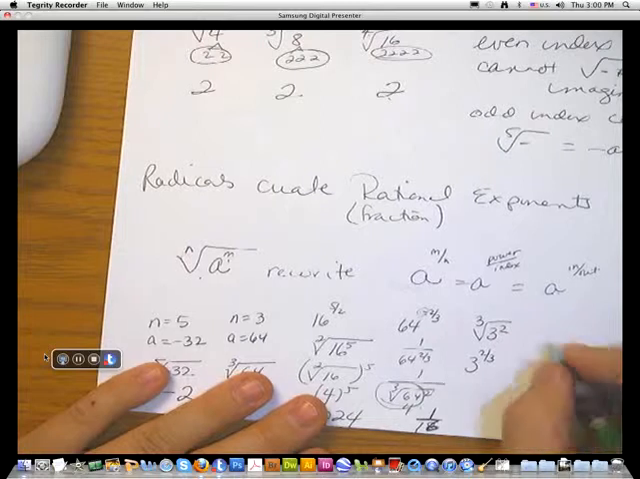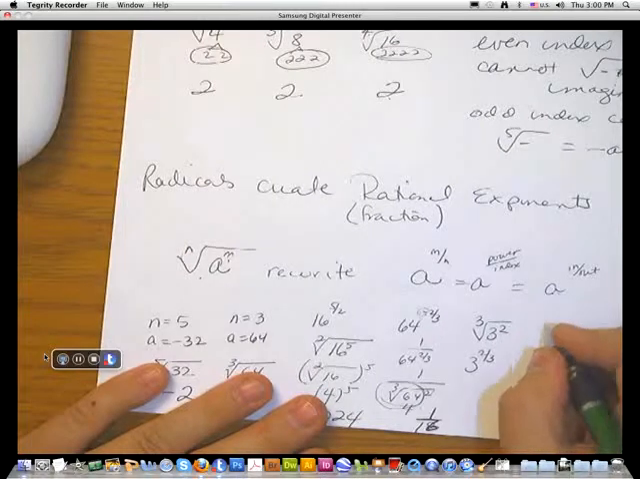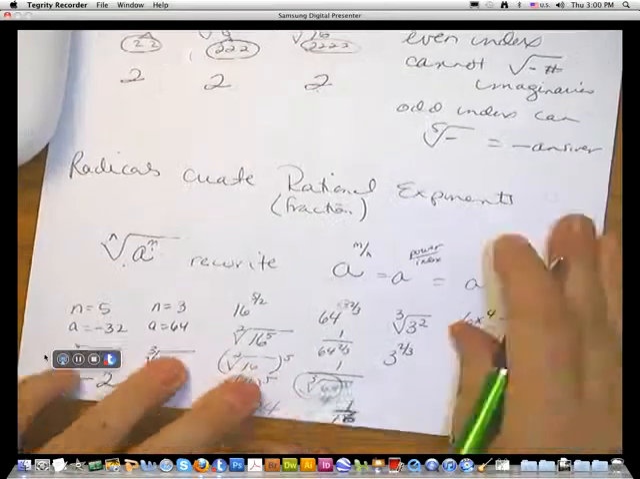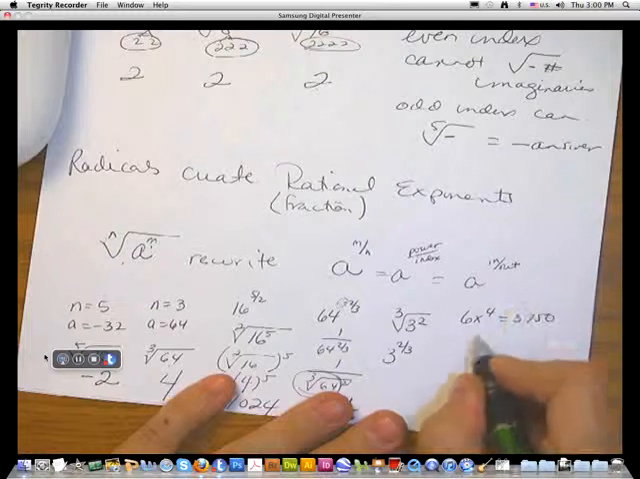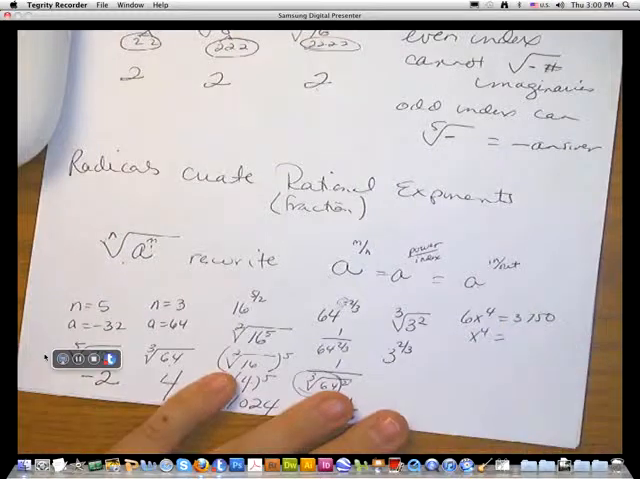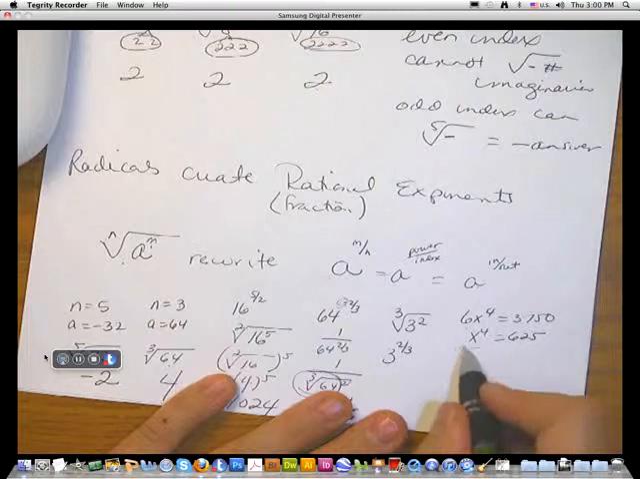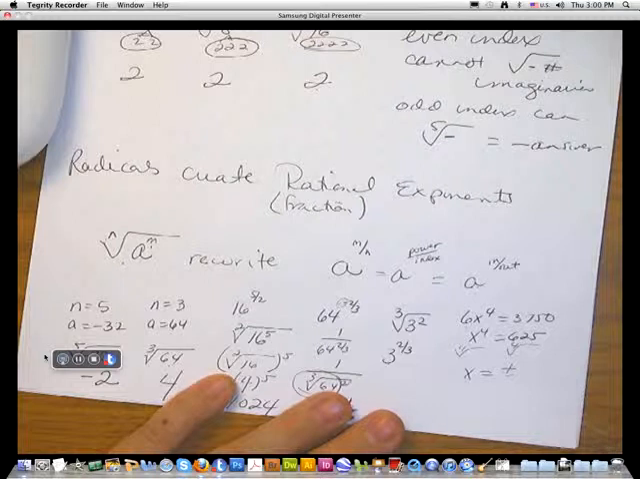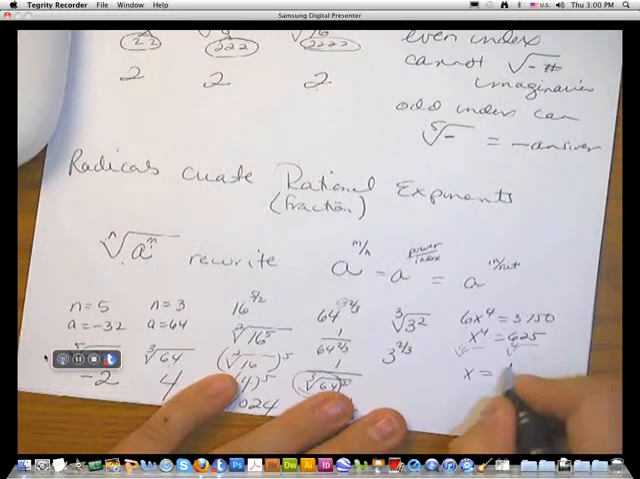We're also going to be able to solve these. If I have 6x to the 4th equals 3750, I can divide by 6, so x to the 4th is 3750 divided by 6. And now I can take the 4th root of that. I'm going to get a positive and negative answer, because just like with solving square roots I get 2 answers, with 4th root, 6th root, any even, I'm going to get 2 answers, positive, negative.